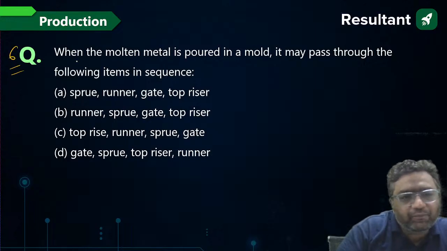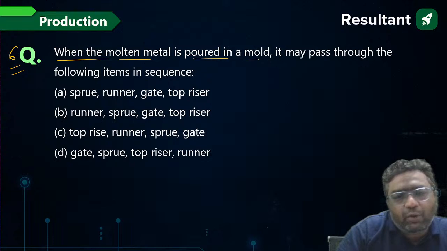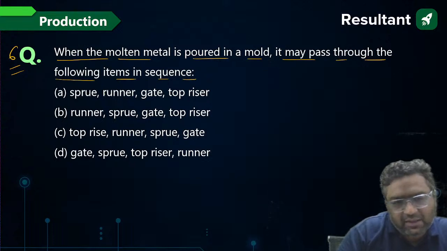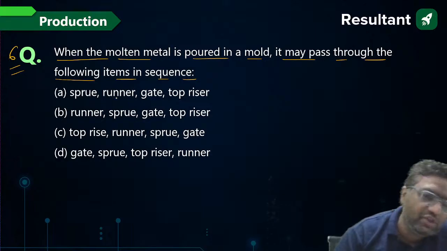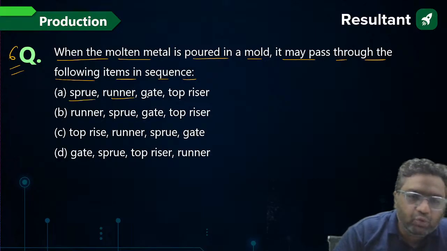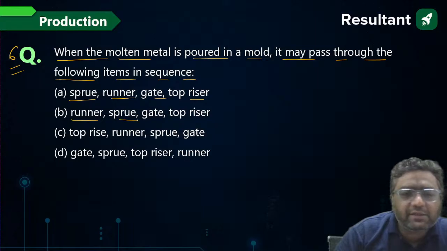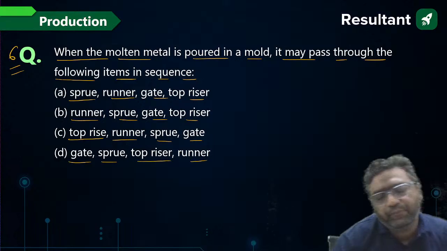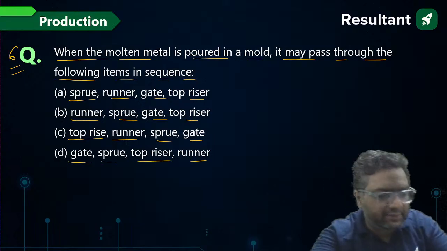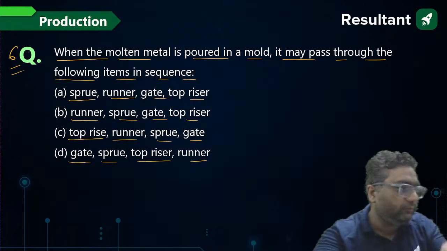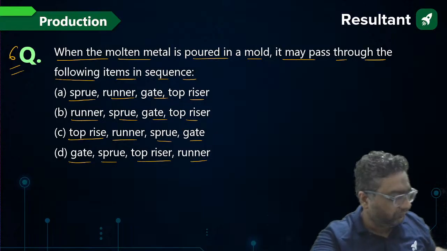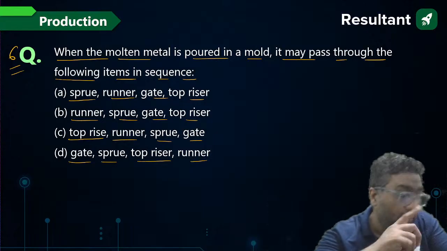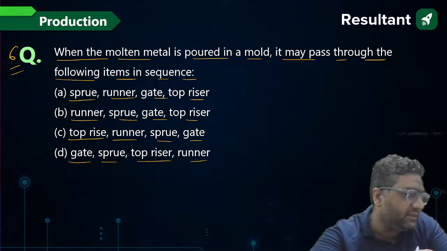Question number 6, guys. When the molten metal is poured in a mold, it may pass through the following items in sequence. What is the sequence in which the molten metal flows? Sprue, runner, gate, riser; runner, sprue, gate, riser; runner, sprue, gate; or gate, sprue, riser, runner? What should be the correct sequence, guys?